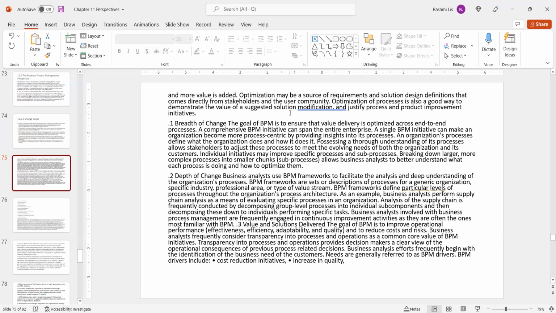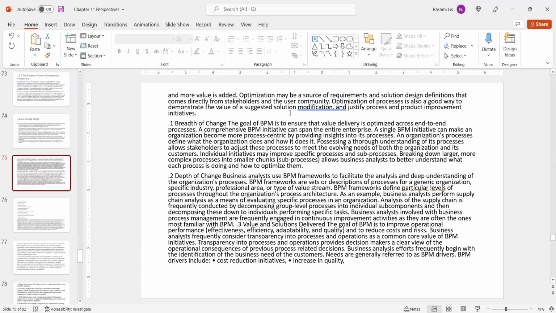Let's look at it from a breadth of change perspective. The goal of BPM is to ensure that the value delivery is optimized across end-to-end processes. A comprehensive BPM initiative can span the entire enterprise. A single BPM initiative can make an organization become more process-centric by providing insights into its processes.